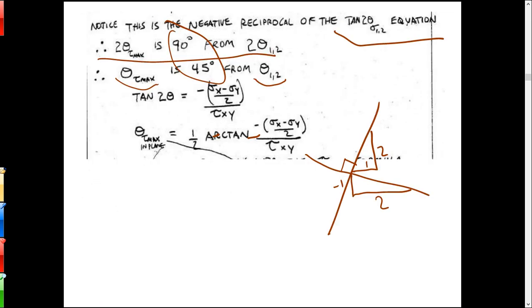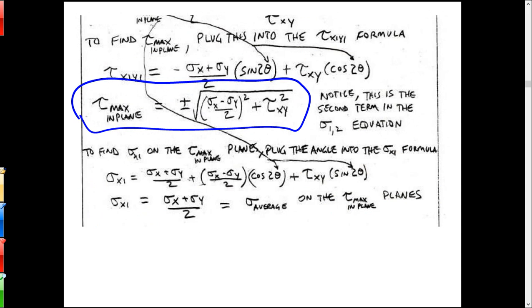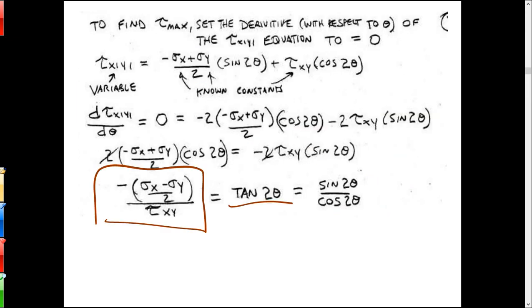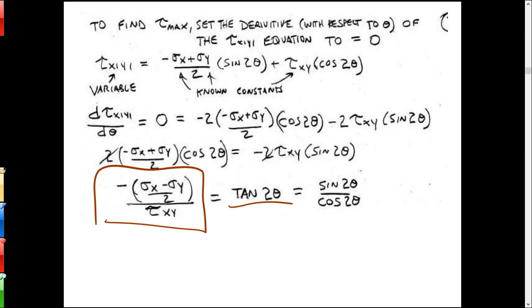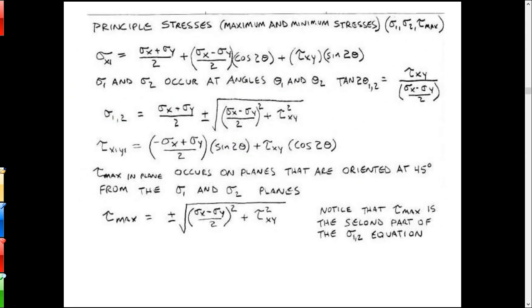And then formula 29 is very similar. 29 is to find tau max in plane, the maximum in plane shear stress. That's plus or minus that same radical, sigma x minus sigma y over 2 squared plus tau xy squared. See, this is the second part of the principal normal stress formula. So if that's the case, we can get to some of these shortcut formulas we were using there.